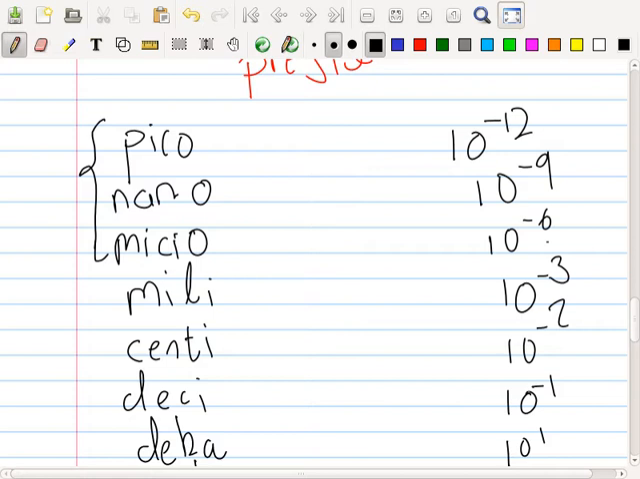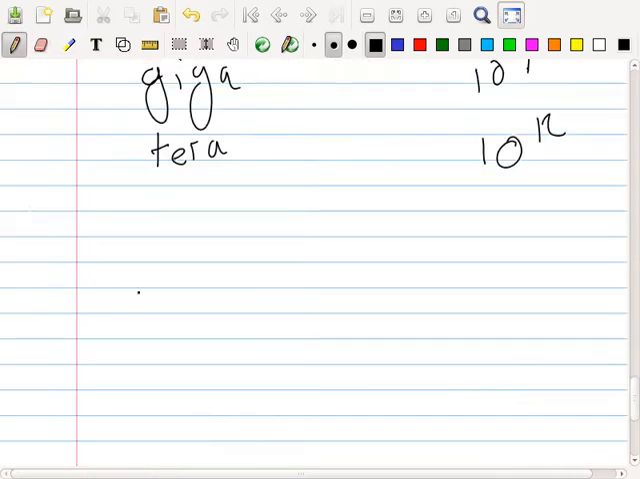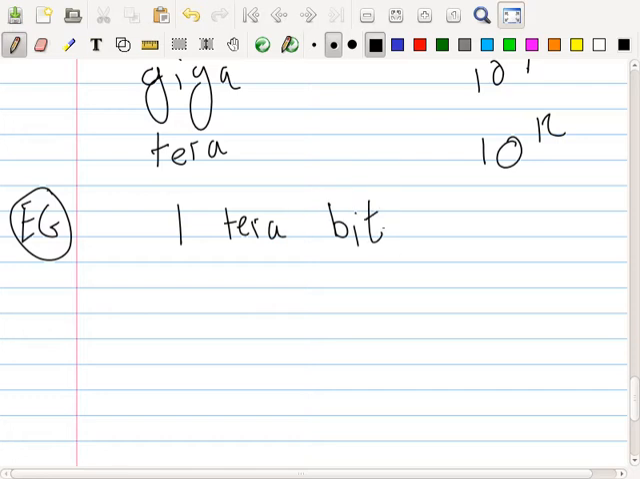So maybe we'll practice just a couple of examples here. Let's see which one we do. What about maybe we'll do one with a computer, for example, if I had let's say 1 terabit, let's try and convert that into all our different sizes. So 1 terabit, how many gigabits is that? 1,000 gigabits.